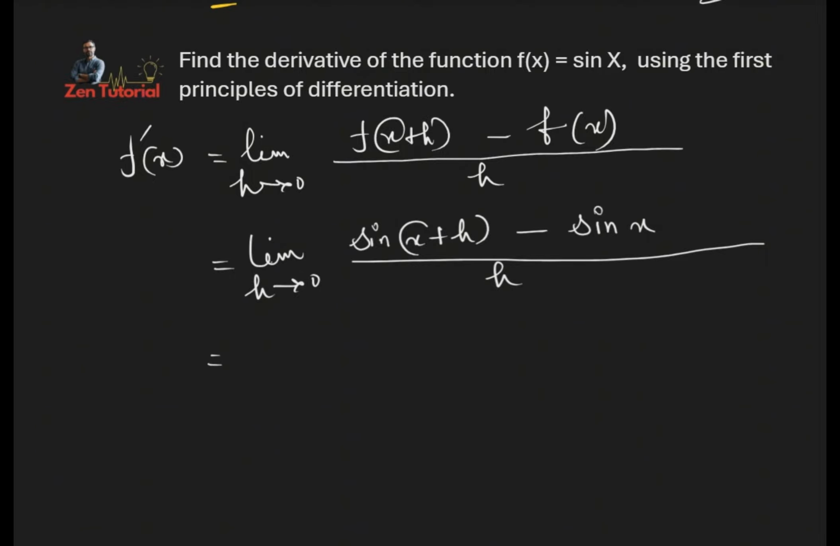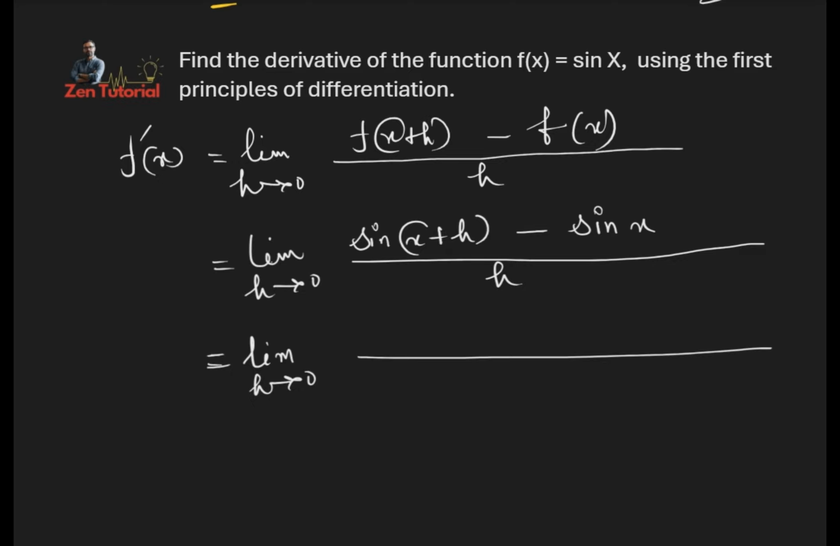Now if we plug in the value h equals 0, it will become 0 over 0, which is indeterminate. We should not go in this direction. So what else do we have to do? We have to simplify the equation. Now we can do one thing: sine of x plus h minus sine x is actually a trigonometric function.